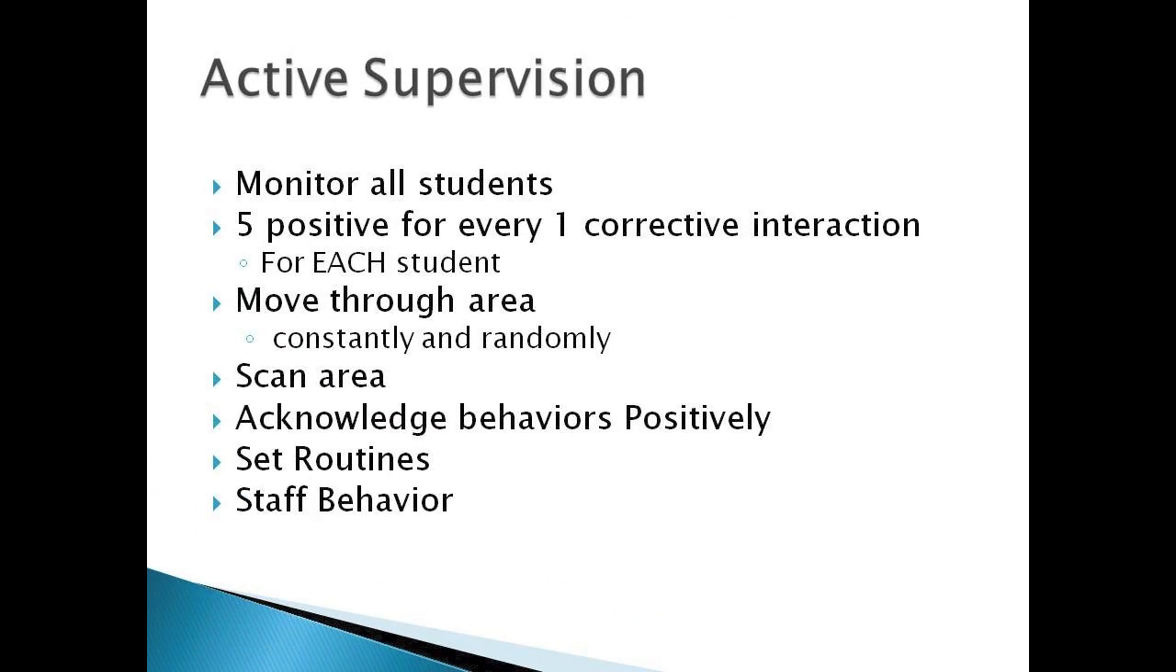Active supervision is an important element of Tier 1 in the classroom and includes the following: monitoring all students in the room, having 5 positive for every 1 corrective interaction with every student, moving through the area constantly and randomly and scanning the entire area. Teachers should acknowledge all positive behaviors from the students, should set routines and procedures, and lead by example through your staff behavior.